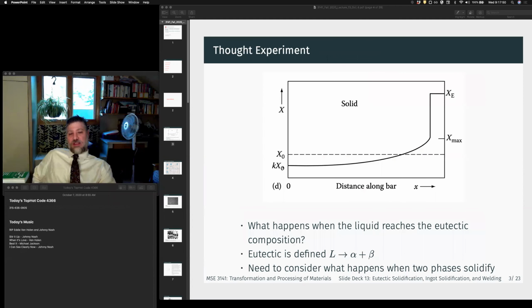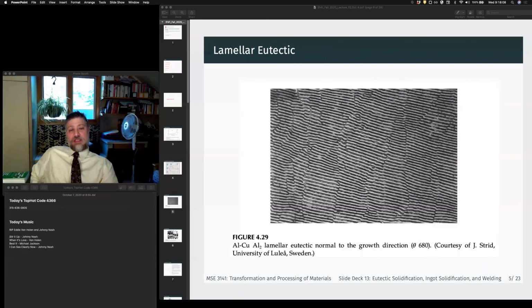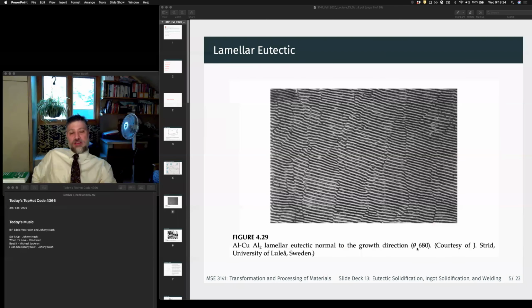So the composition at the center of the particles is going to be given by K, your partition coefficient, times your initial alloy composition. And then you'll have a gradient in composition out until you hit the eutectic region, right? And the eutectic typically is going to form either a lamellar structure like this, or a rod-like structure like this. So from your books, this theta, this is the magnification.